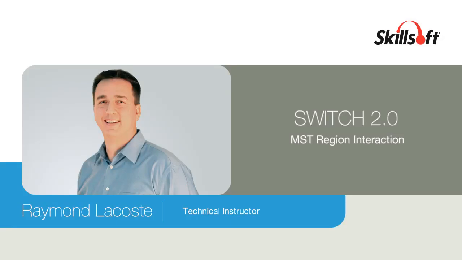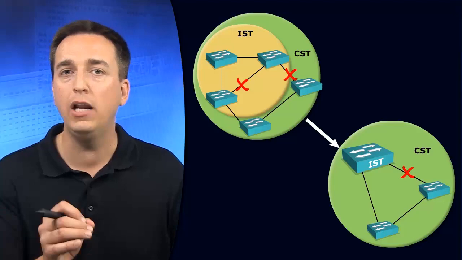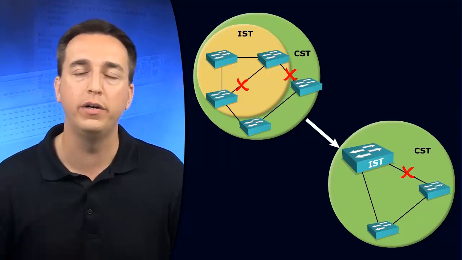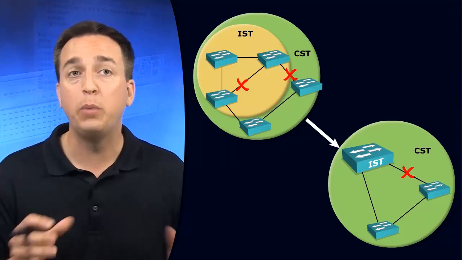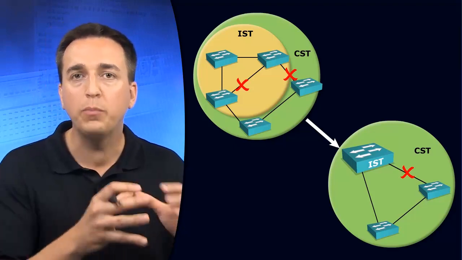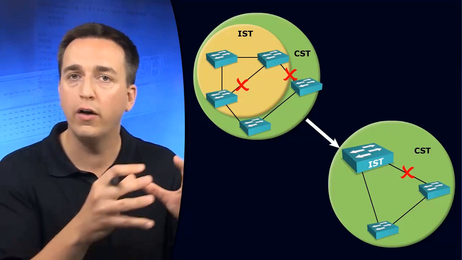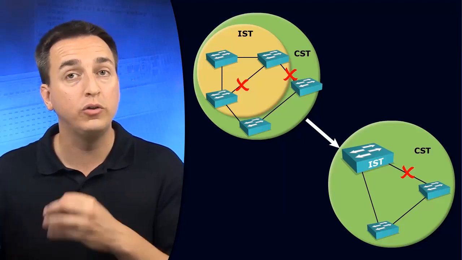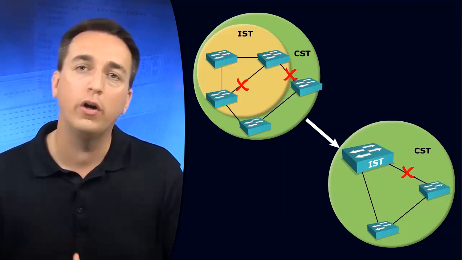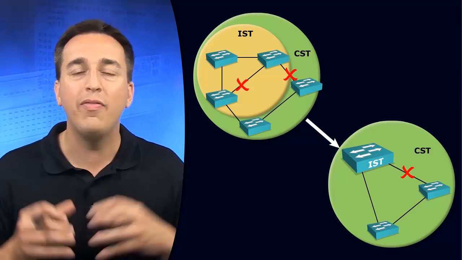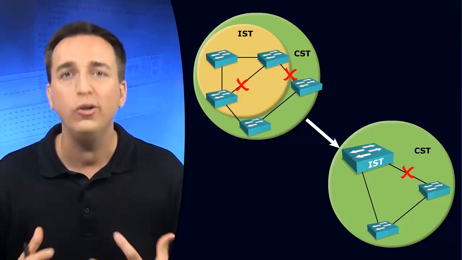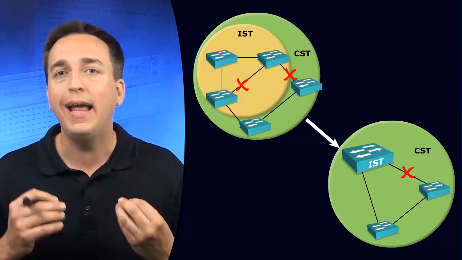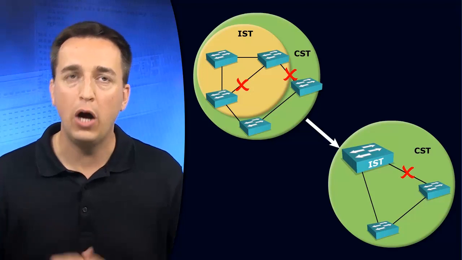Multiple spanning tree protocol is backwards compatible with 802.1d and 802.1w. Therefore, it is possible to have multiple spanning tree protocol running on various switches in your environment that are connected up to switches that are not running multiple spanning tree protocol, and they will still be able to, as a group, maintain a loop-free topology.